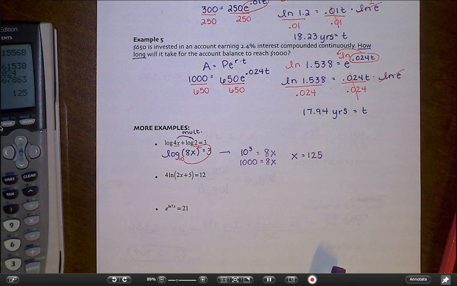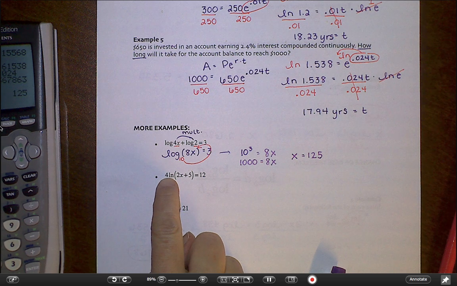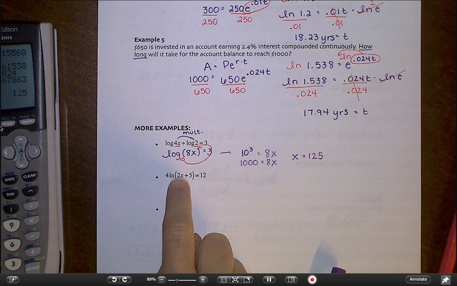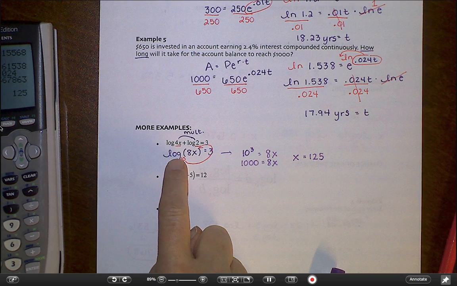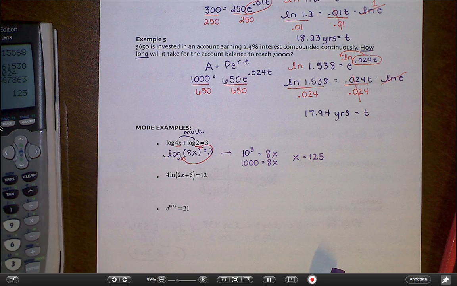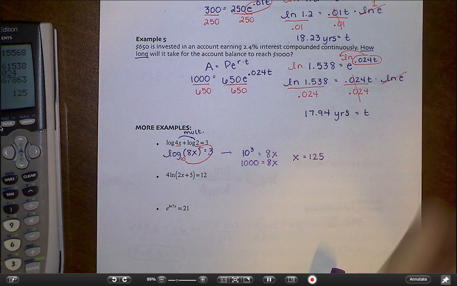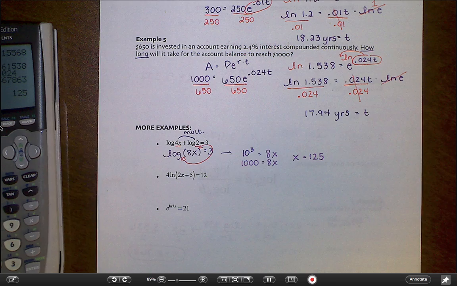So this next one, it says 4 times the natural log of 2x plus 5 equals 12. One way or another, the first thing we have to deal with is that 4, because we want to get this to the point where we just have the natural log, and then we can handle it the same way we did this one. We have two choices for what we could do with the 4. One way is much better than the other.